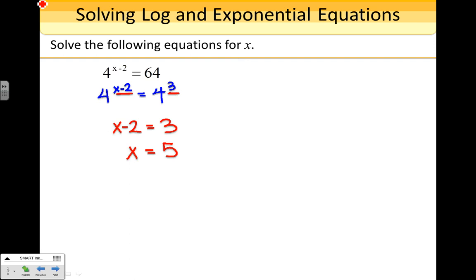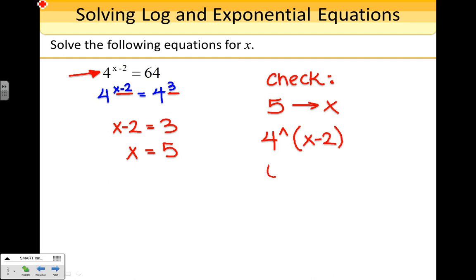What I would like you to do, and make sure you do throughout this whole time, currently right now my calculator on the computer is not working, but make sure you're checking your answers. So store your result for x into the calculator, and plug it back into the original equation. So store 5 for x, and then plug in 4 to the x minus 2, and that should equal 64.